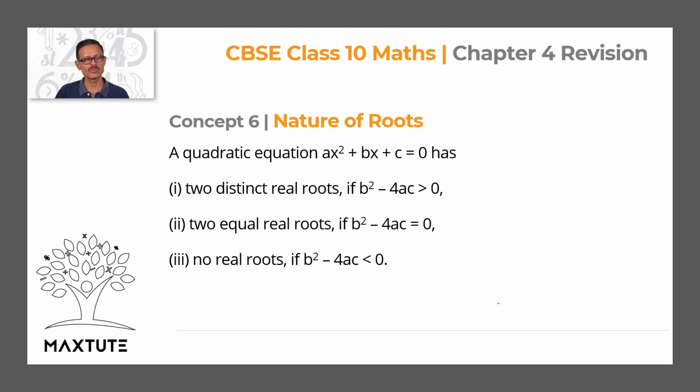Last one is nature of roots. This is the last of the concepts you're going to be looking at. A quadratic equation ax square plus bx plus c equals 0 has 2 distinct real roots when the discriminant is positive, 2 real and equal roots when the discriminant is 0. If the discriminant is negative, it's got no real roots.